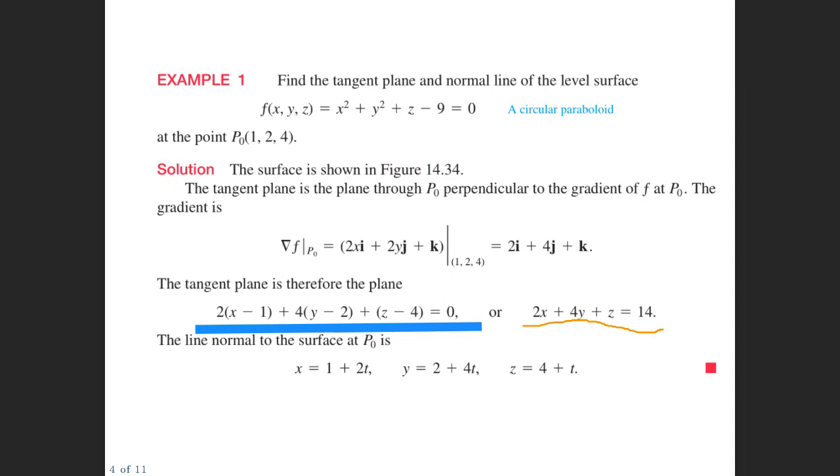And using the definition for the normal line, we take our point first of all. The point is 1, 2, 4. And we use our gradient vector. The numbers in the gradient vector are 2, 4, and 1. We can write down quickly that x is 1 plus 2t, y is 2 plus 4t, and z is 4 plus t. And that's all we need to do.